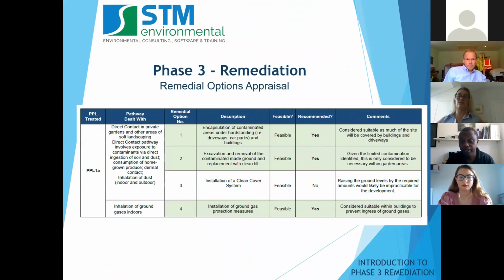You then look at the options you have to deal with those pollutant linkages. So in this case, if we're worried about direct contact and inhalation in gardens and houses, we've got a number of ways we could deal with that. We could encapsulate the contaminated areas by building car parks or just completely covering it with concrete. That would solve the problem. Not a very nice end result though for someone who's going to live there if the whole development is just concrete. So not the most desirable option, but it will work.